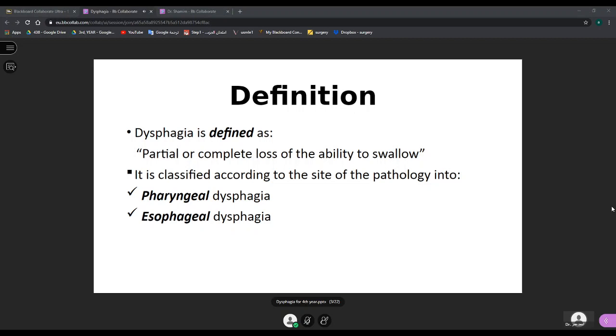In pharyngeal dysphagia, the cause usually lies at the level of the pharynx, while in esophageal dysphagia, the pathology or the cause lies in the body of the esophagus. Okay, so this is a very basic and useful classification for the causes of dysphagia. It will make it easy for you to recall or determine the cause of dysphagia. Okay, so far we talked about the definition of dysphagia, and we talked about how to classify dysphagia based on the level of the pathology.